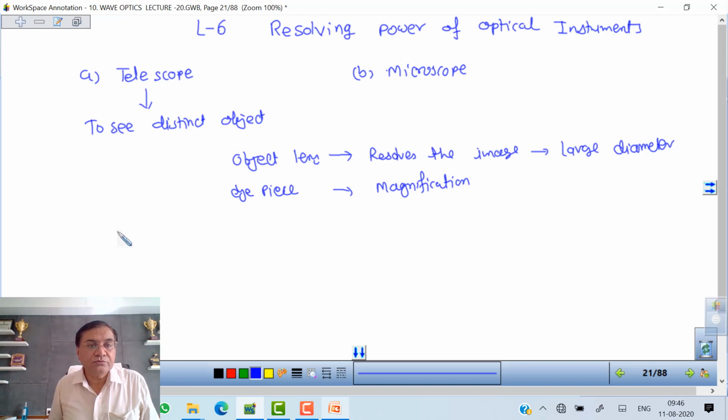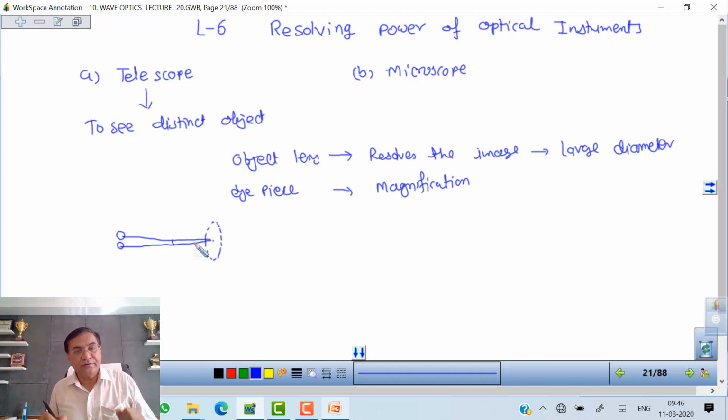Suppose you have one star here, another star is here, and you are looking from here, so it makes a certain angle, this angle. If this lens can see two things separately, then you can say its resolving power is good. Smaller the angle, better the resolving power.